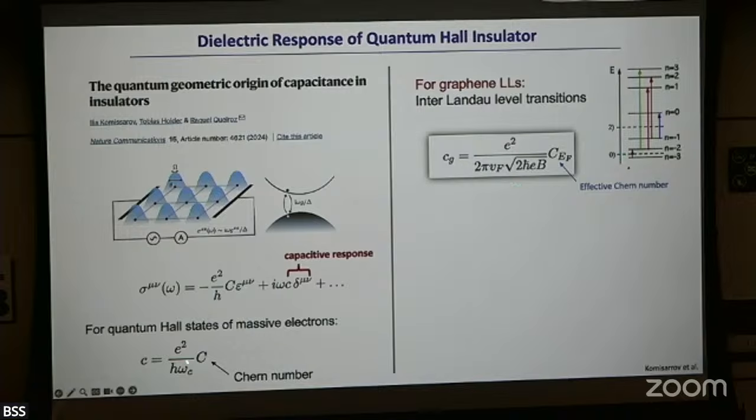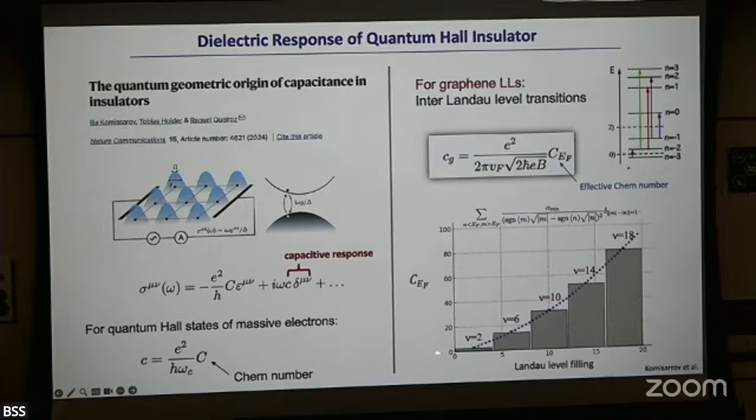So indeed, the Chern number that we expect is not exactly the Chern number of the particular Landau level, but becomes an effective Chern number. And as you increase the Landau level filling, those effective Chern numbers actually increase a little bit faster. Nevertheless, it is monotonically increasing, right? So that is the expectation we have.